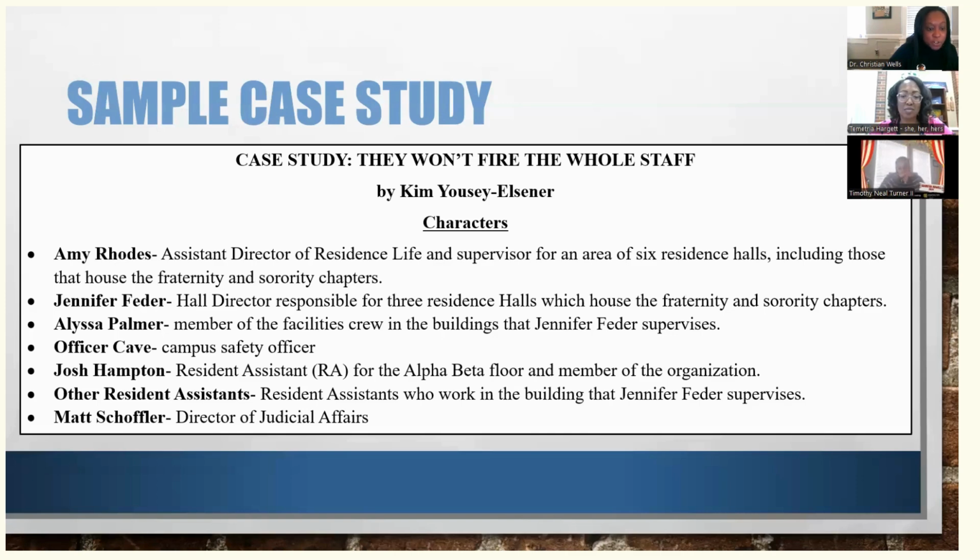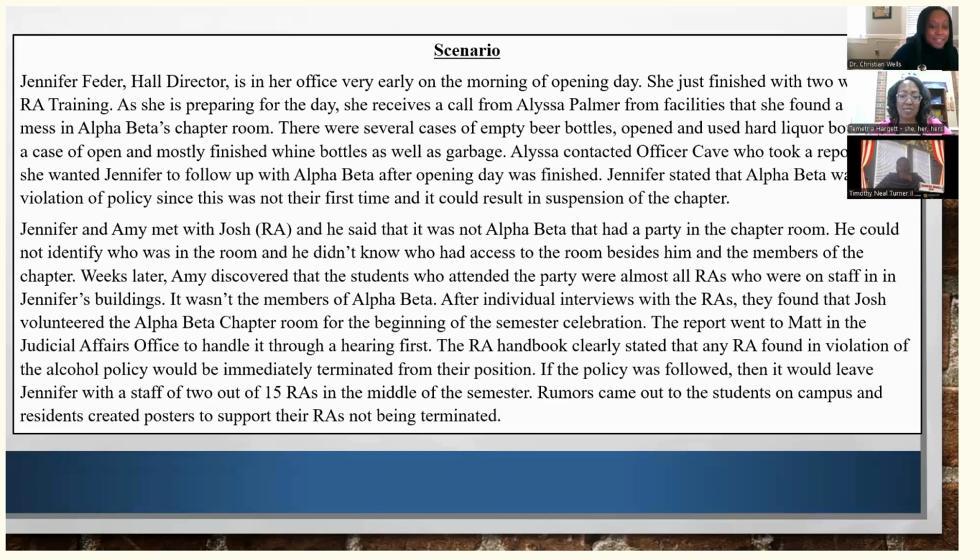Jennifer is a hall director. Alyssa is a member of the facilities crew, and Officer Cade, because we always have to have our campus safety officer involved, right? And then we have an RA that's involved, and he's actually for the Alpha Beta floor. And then we have our other resident assistants, and of course we have our director of judicial affairs, or your student conduct office as well. And so I'm going to give y'all, can y'all see that okay? Can y'all read that? Okay, I'm going to give y'all a few minutes to read the case.